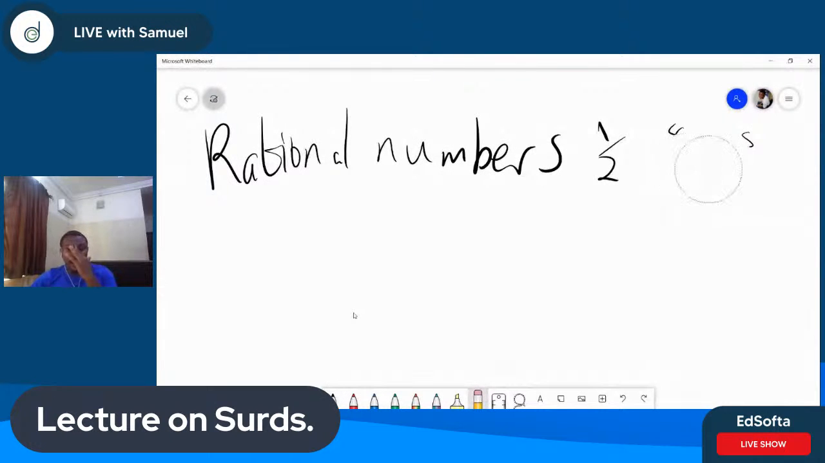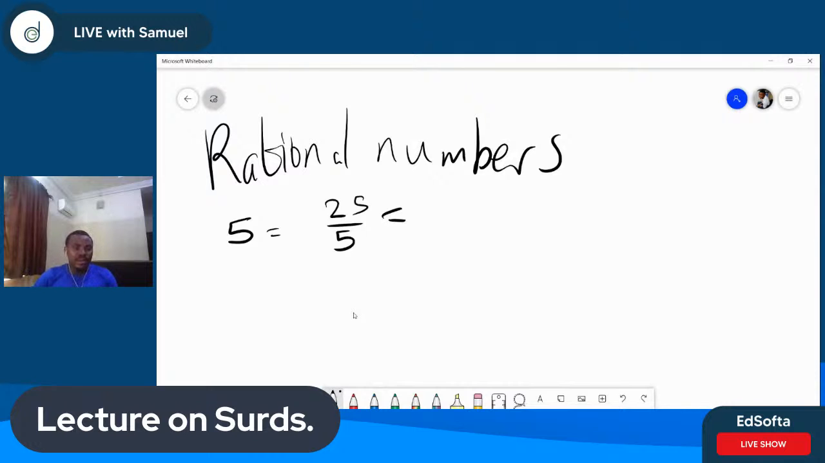A very good example is the number 4, or most real numbers. So 5 can be represented as 25/5. That's a ratio. 7 can be represented as 49/7, or 21 over 3. So once a number can be represented by ratios, we say that number is a rational number.